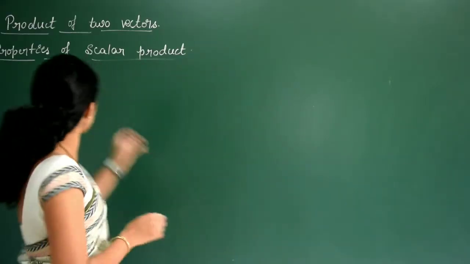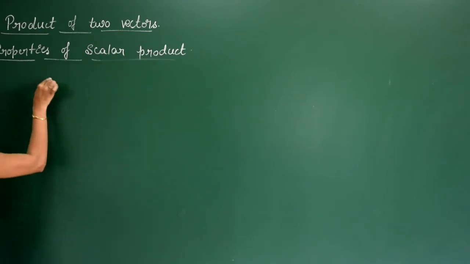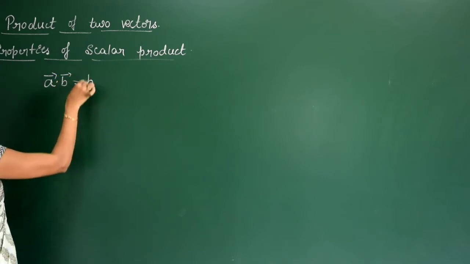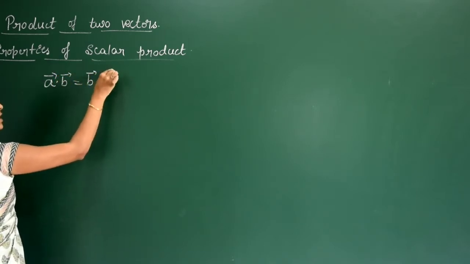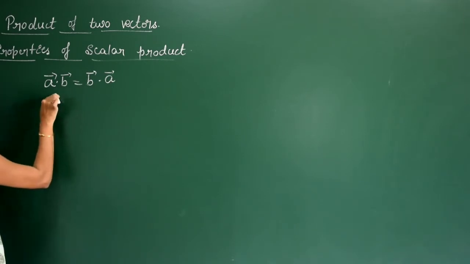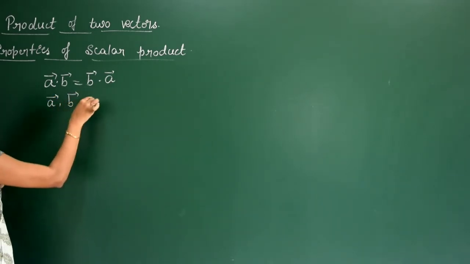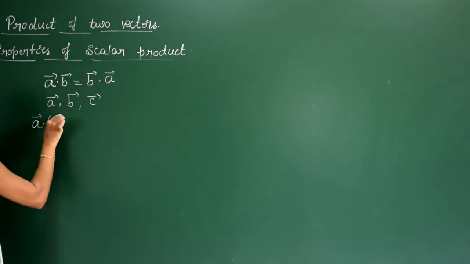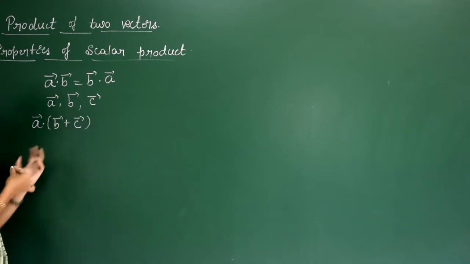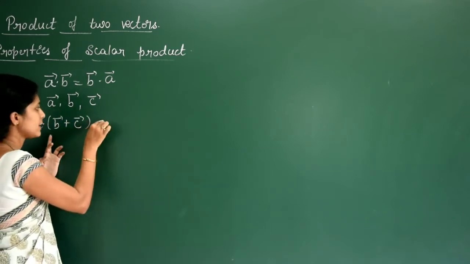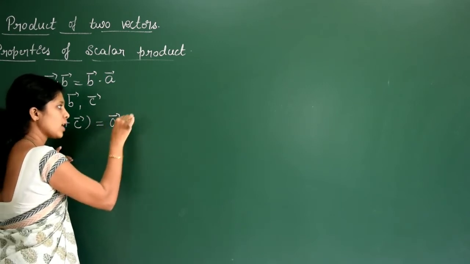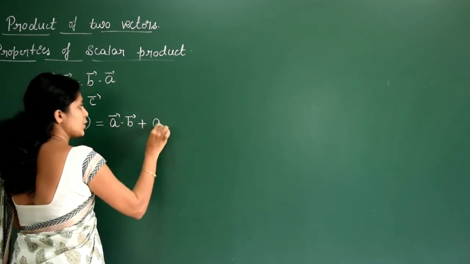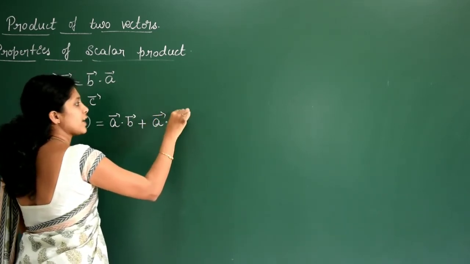Now we'll see the properties of a scalar product. Simple. See, first one, commutative law, that is A vector dot B vector is always equal to B vector dot A vector. Remember, if there are 3 vectors, let us consider A vector, B vector and C vector. So A vector dot B vector plus C vector. You know the vector addition, right? We have to add the corresponding terms. It will be equal to A vector dot B vector plus, like the distributive law, A vector dot C vector.